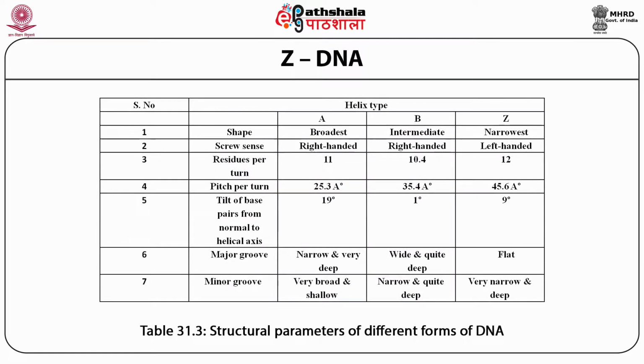This shows the structural parameters of different forms of DNA. So the value will be different depending upon the helix type, A, B or Z. And also the characteristics are regarding the shape, screw sense, residues per turn, pitch per turn, tilt of base pair from normal to helical axis, about the major groove and about the minor groove. You can distinguish between the 3 types of helices.